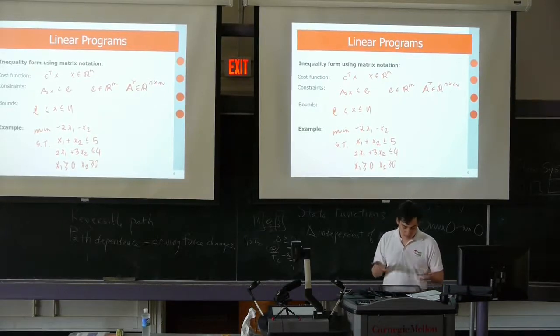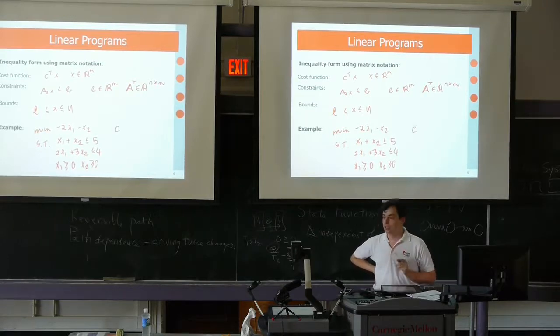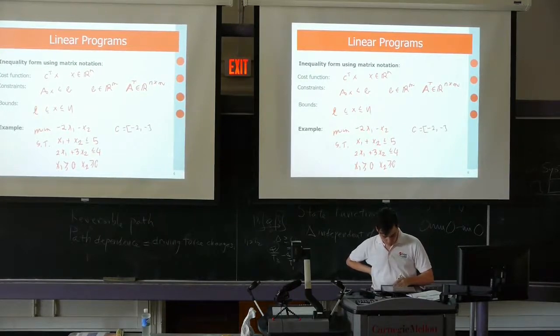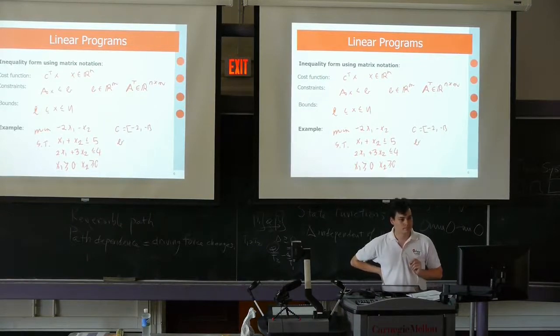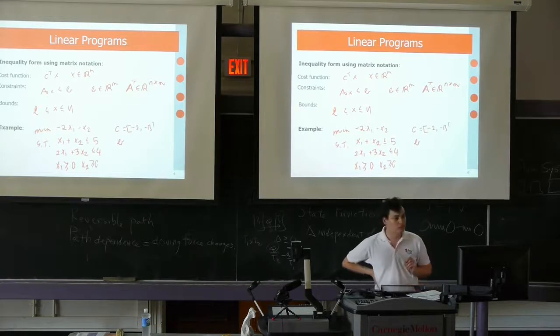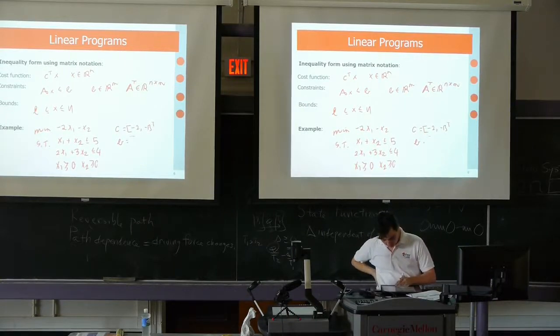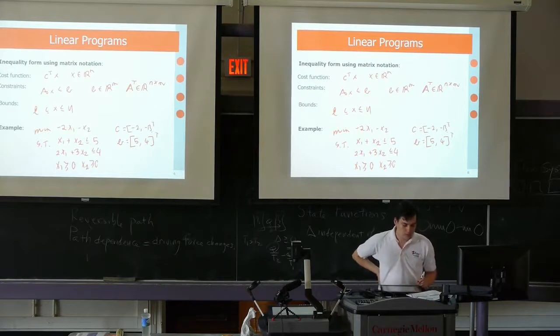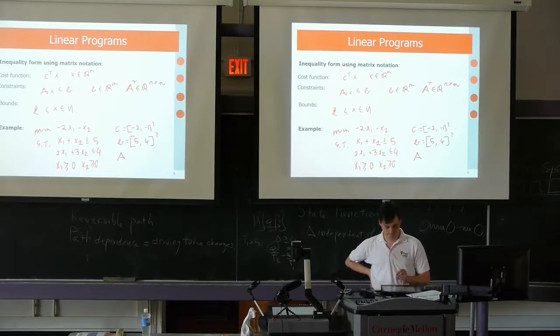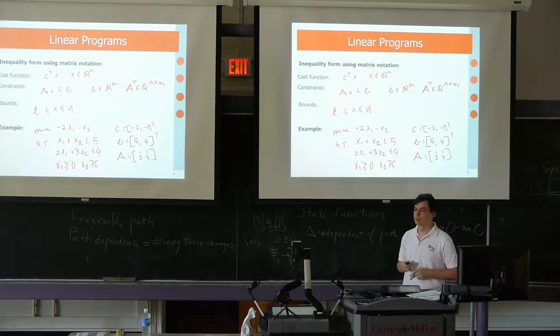Okay, and if I want, I can rewrite this whole thing with matrix notation too. So please help me, what's the C vector in this case? Minus 2, minus 1, minus 1. Okay, we need a vector B transpose. And matrix A: 1, 1, 2, 3. Cool. So we know this.